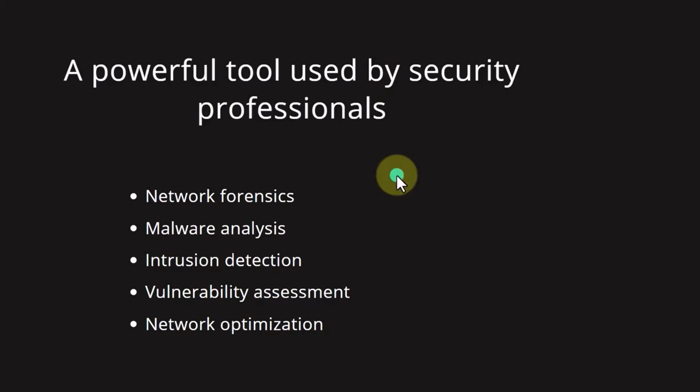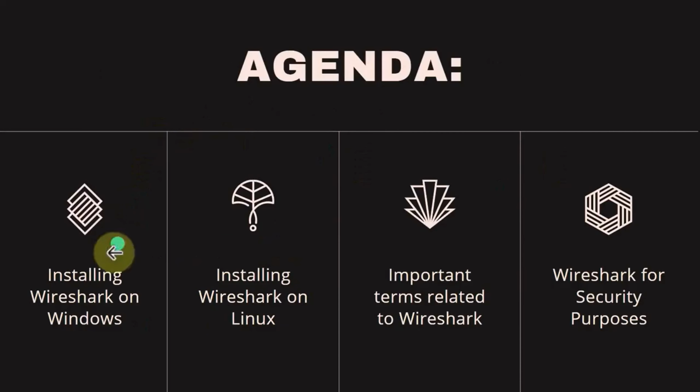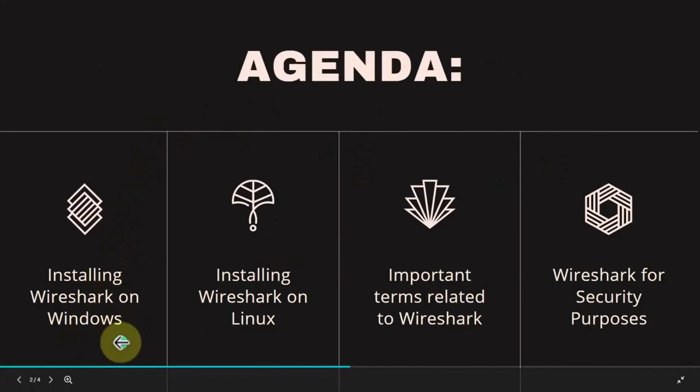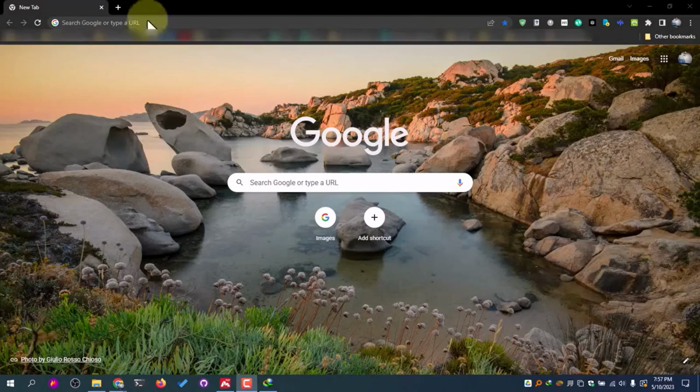So in summary, security professionals typically use Wireshark in conjunction with other security tools and technologies such as intrusion detection systems, firewalls, and vulnerability scanners. By analyzing network traffic with Wireshark, security professionals can gain valuable insights into the workings of their networks, detect security threats, and take proactive steps to protect their organizations.